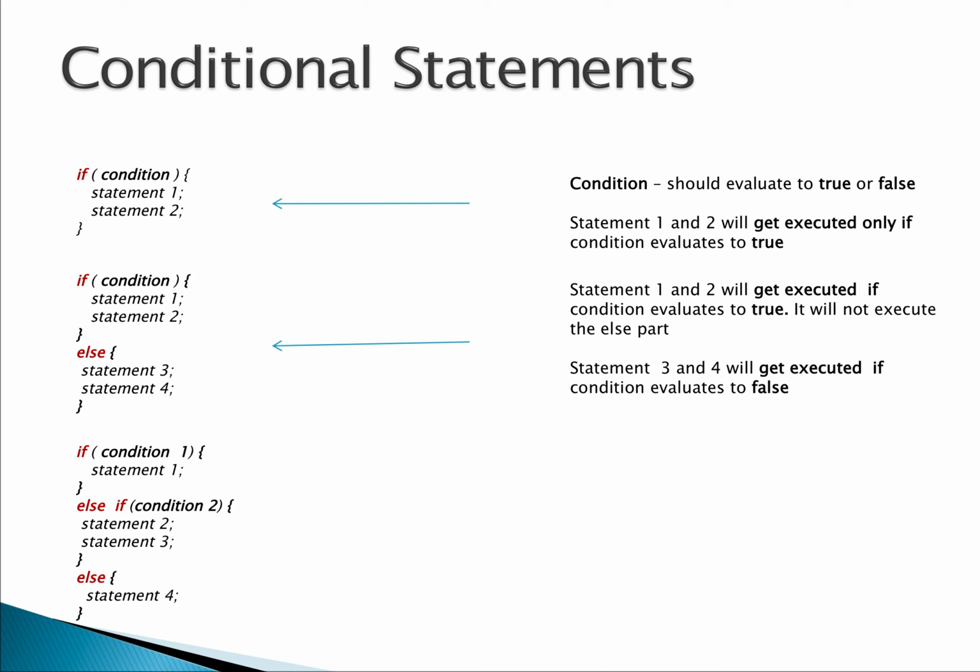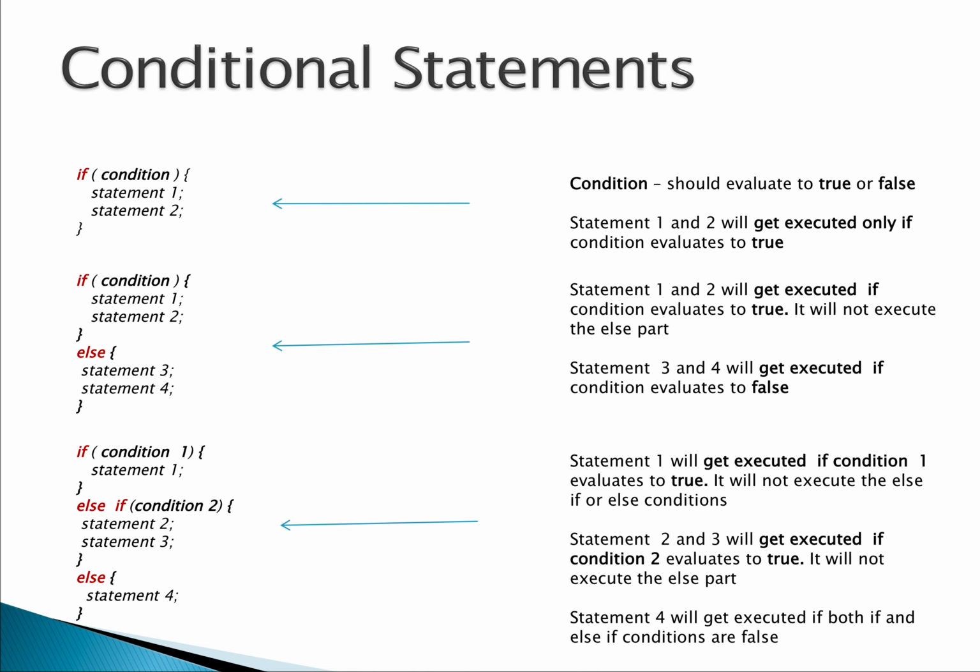There can be another way, where you can check in this scenario: if condition 1 is true, statement 1 is going to get executed. Else, we are checking if condition 2 is true, then statement 2 and 3 are going to get executed. If not, statement 4 is going to get executed. In this scenario, if condition 1 is true, it is going to execute statement 1, and then it is going to come to the place after statement 4. That means it is going to skip the whole block and come to the code which is next to the curly braces after statement 4.